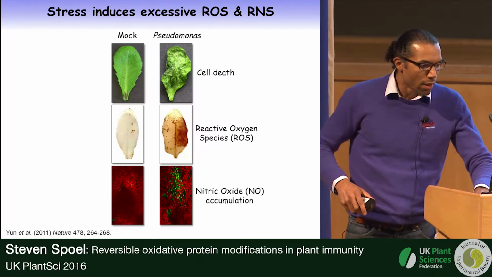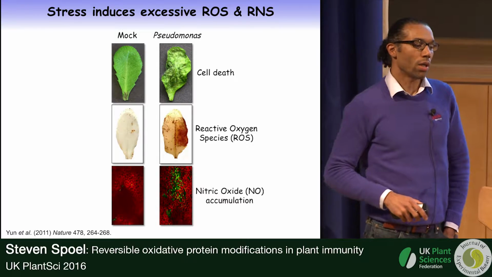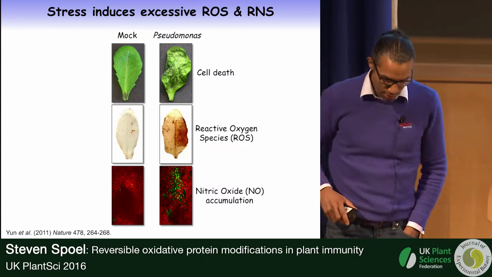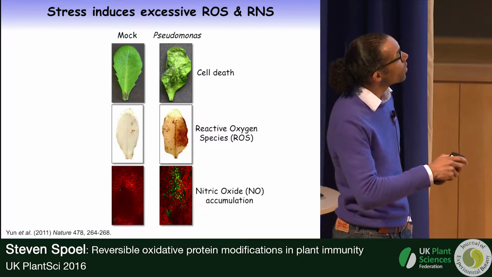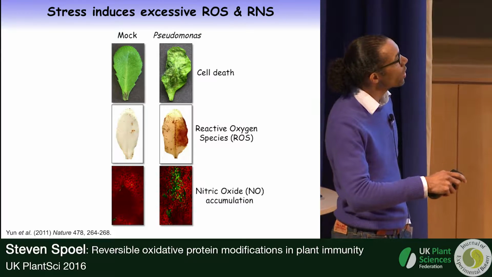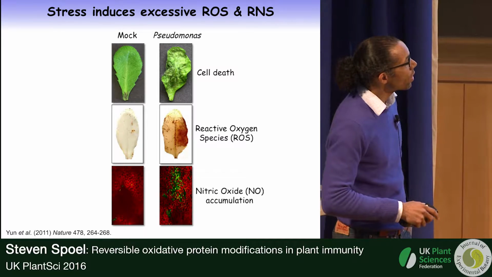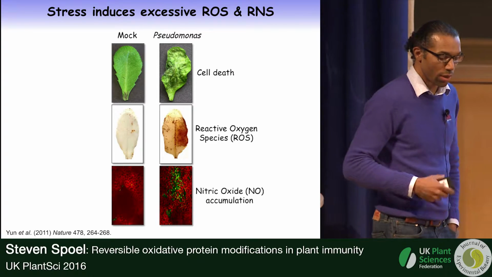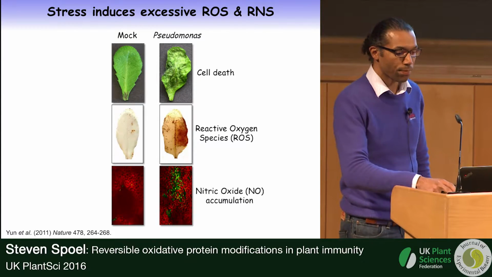Now, particularly stresses, biotic and abiotic stresses, induce the accumulation of these different ROS and RNS. And this can be very excessive, as shown in the picture over here. This is an example of plants infected with Pseudomonas undergoing a cell death response. So you can see associated with that, you get strong accumulation of reactive oxygen species, in this particular case, hydrogen peroxide, as well as nitric oxide accumulation. So those are some of the species that you may encounter under such a stress.